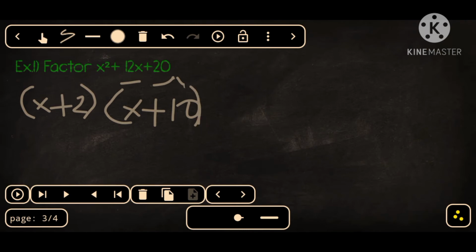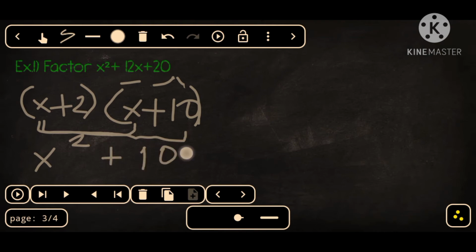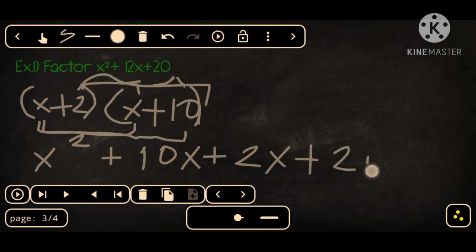So FOIL method, that is first, outer, inner, and last. So we multiply first the first terms. We have x times x is x squared. Then outer, x times 10, we have positive 10x. Then the inner, 2 times x, that is 2x. And then 2 times 20, the last, we have positive 20.